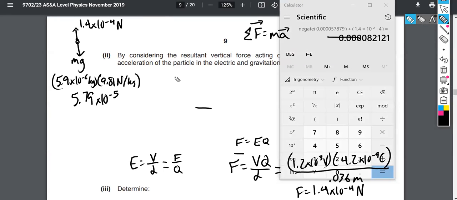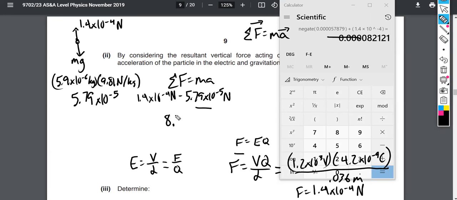some of the forces in the y direction. So again, using Newton's second law, we've got 1.4 by 10 to the negative 4 newtons. The electric force opposing it is the 5.79 by 10 to the negative 5 newtons of weight, for a net force or a resultant force of 8.21 by 10 to the negative 5 newtons. And that's going to accelerate our 5.9 by 10 to the negative 6 kilogram mass, right?